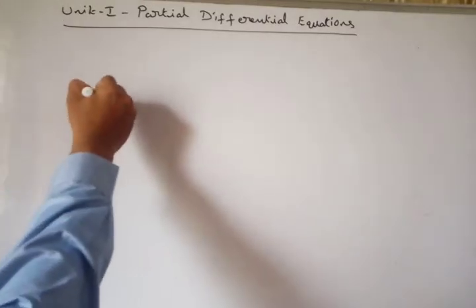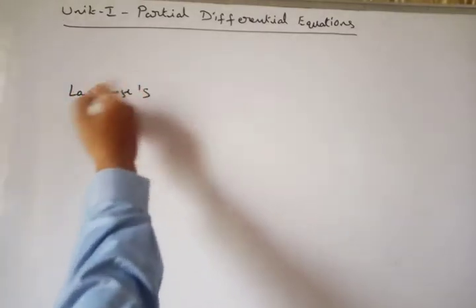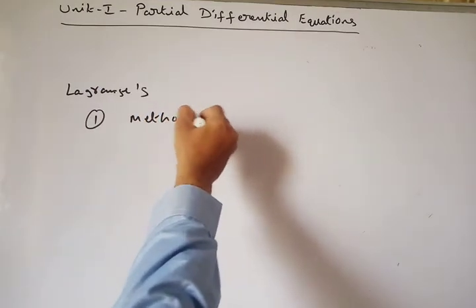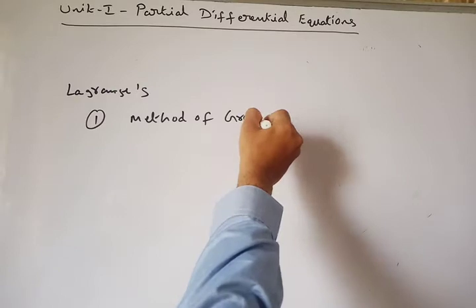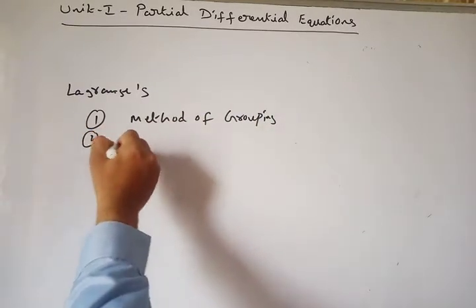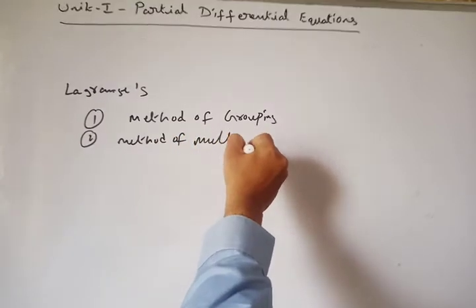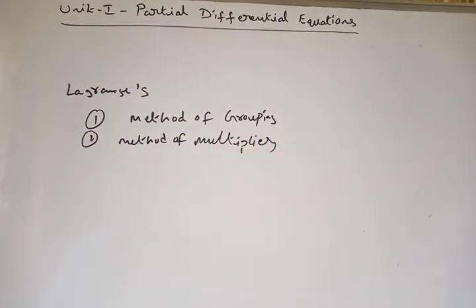So we completed this Lagrange's. In this Lagrange's we have two methods. One is the method of grouping, and the second one is the method of multipliers. We completed a few problems on these two topics. Now in today's class we will solve more problems on Lagrange's linear equation.